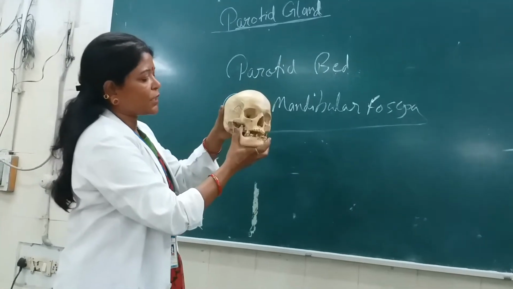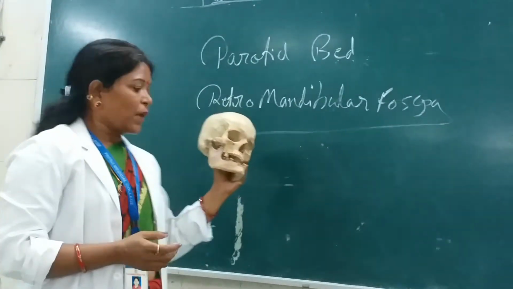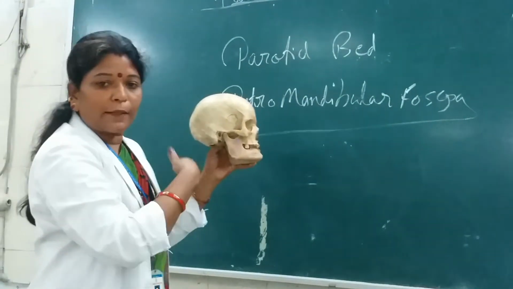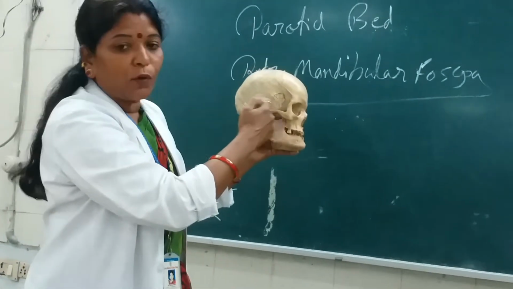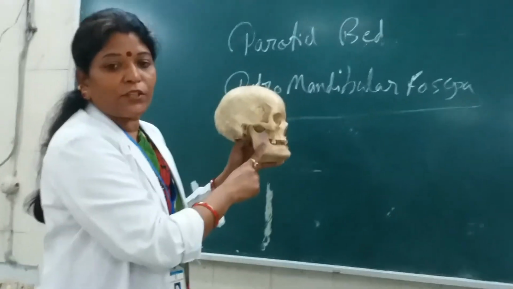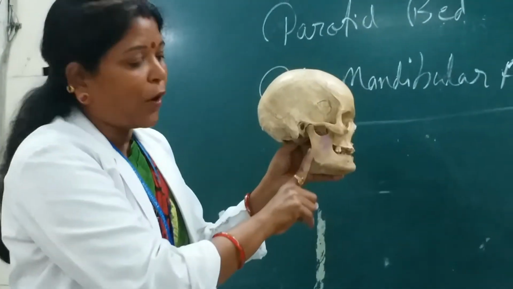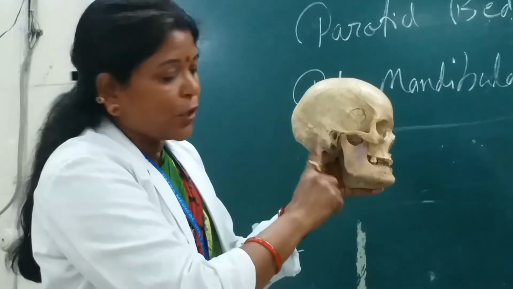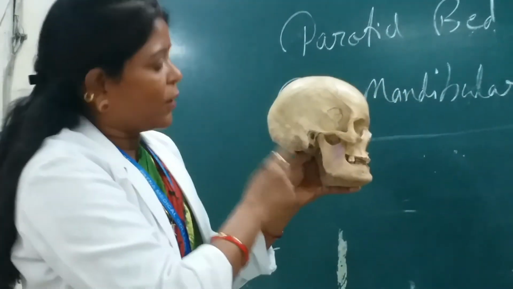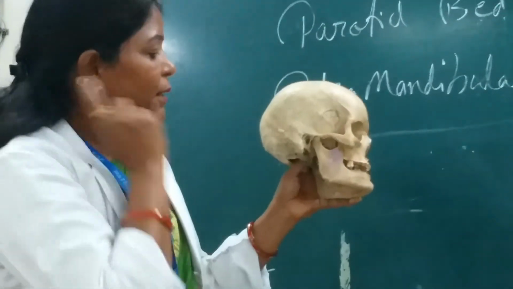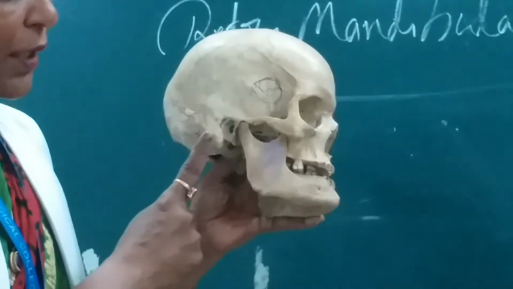What are the structures which form the bed for these soft glandular structures? What is the extent? I have said this gland is situated around the ear. Anteriorly it is bounded by the ramus of the mandible. Look here, just behind the pinna is the mastoid process. So posteriorly it is bounded by the mastoid process.